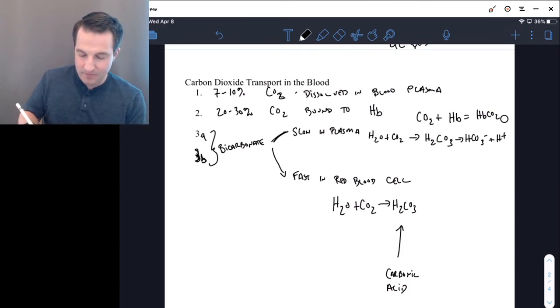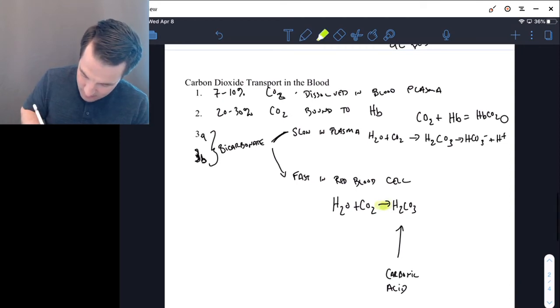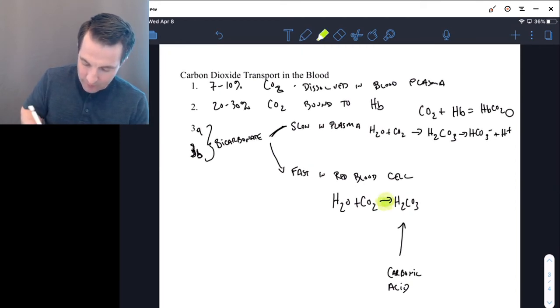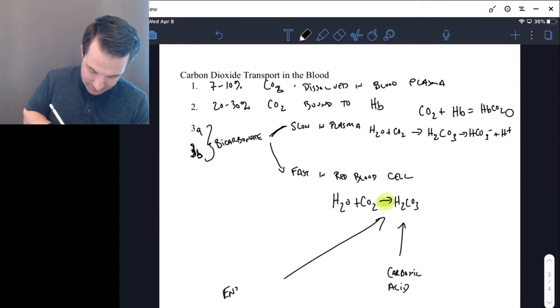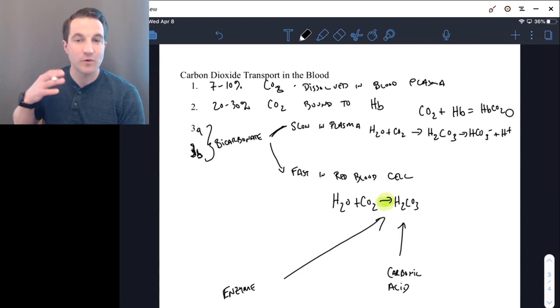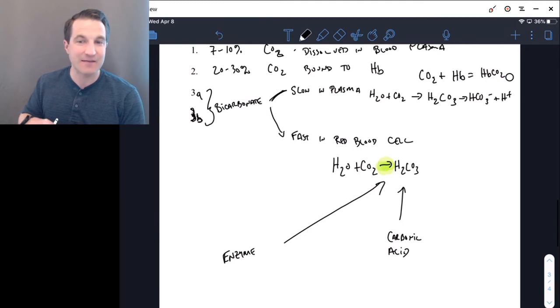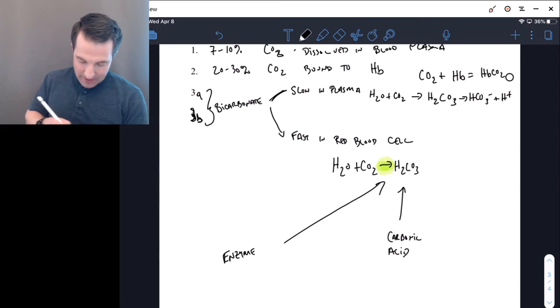But the difference between this reaction right here and this reaction right here lies in what happens. If we want a reaction to go faster, all we need to do is add an enzyme. And the reason this reaction occurs quickly within the red blood cell and not in the blood plasma is because this enzyme only exists within the red blood cell, or has a higher concentration within the red blood cell. And that enzyme is going to be carbonic anhydrase.